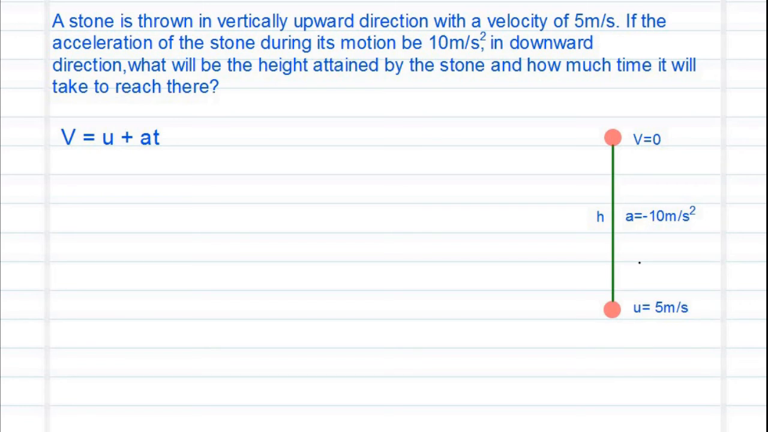Here we can use the equation v is equal to u plus at. Substitute all these values. v is equal to 0, u is equal to 5, and a is equal to minus 10. Here t is 0.5 seconds.